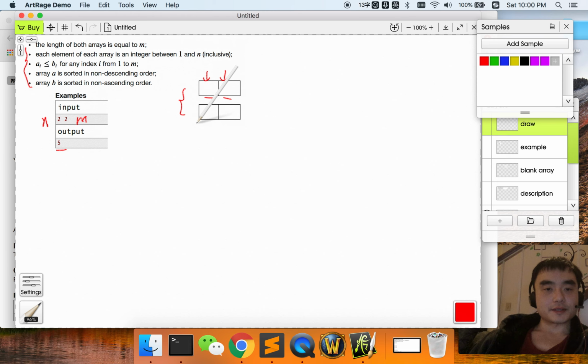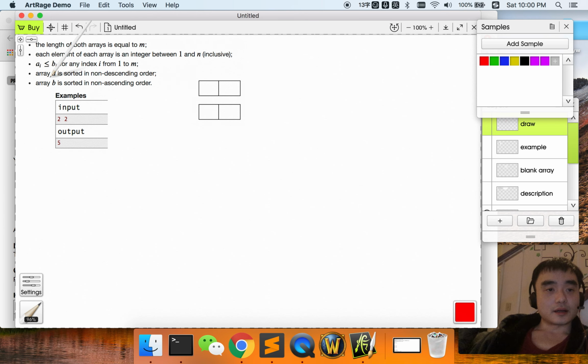So for these numbers, we're going to choose from 1 and 2, right? And ai is smaller or equal than bi for any index i from 1 to m, right? So for this index, this guy should be bigger than this guy. And for this index, this guy should be bigger than this guy, right?